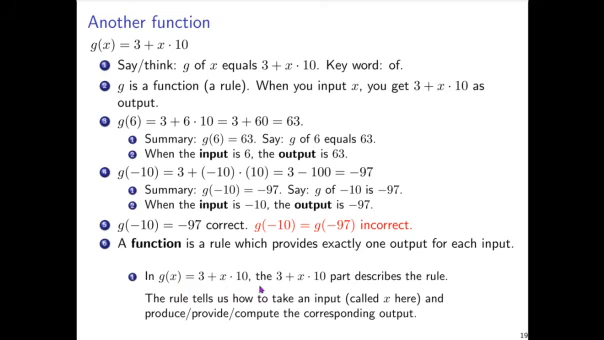So just to clarify what we mean by function as a rule: in writing up at the top, g of x equals 3 plus x times 10, this part right here, this 3 plus x times 10 part, is what describes the rule. The rule is what tells us how to take an input, which is called x here, and produce the corresponding output, or compute what the output should be for that input.